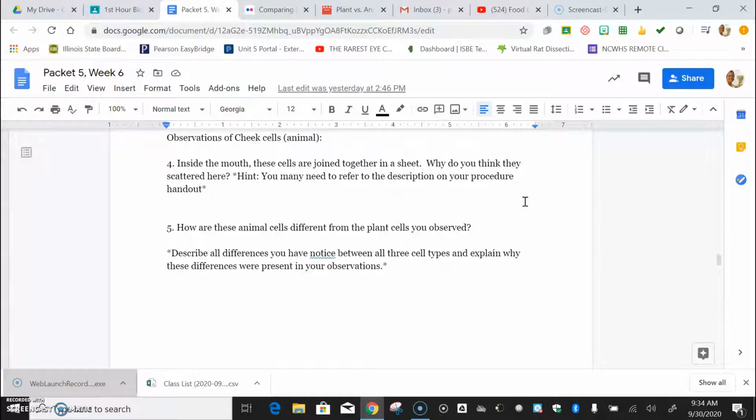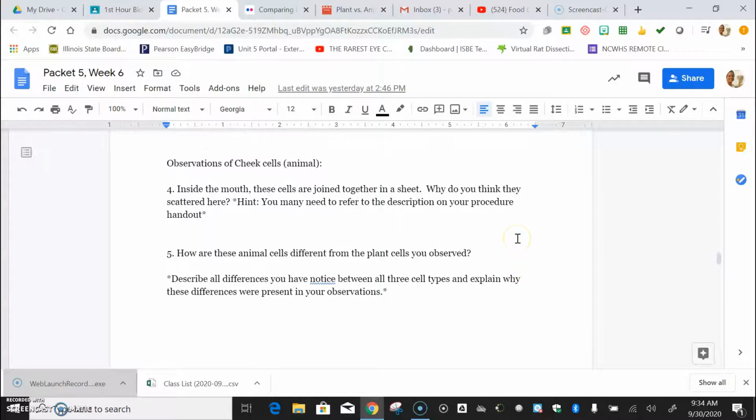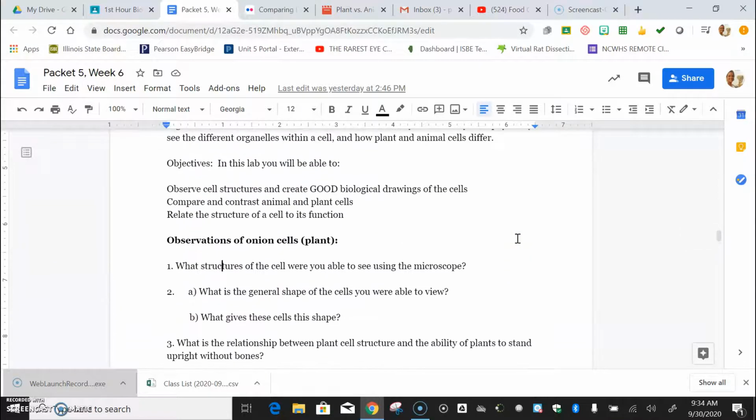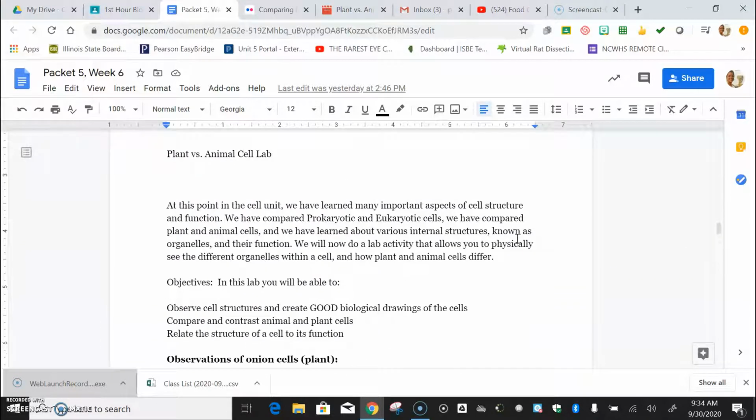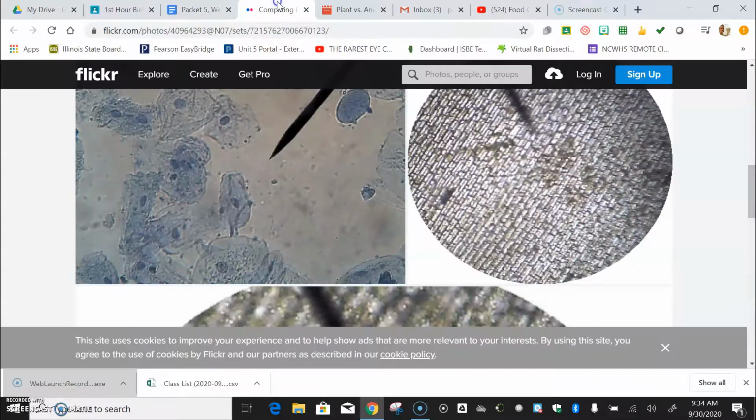And it says, how are these animal cells different from the plants you observe? So you are just comparing and contrasting the different types of cells according to the pictures that you see. And that is all you need to do with this lab.